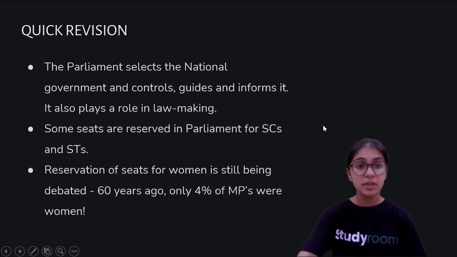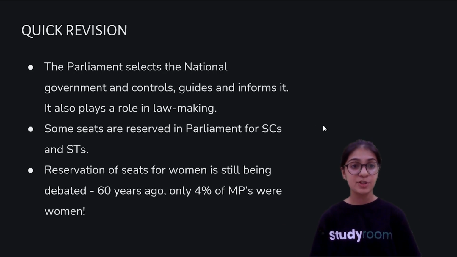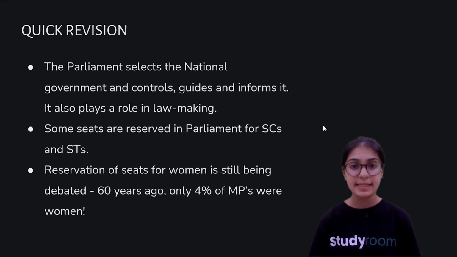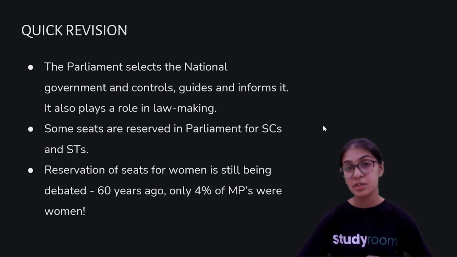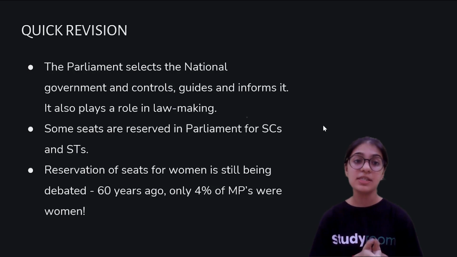Moving forward, the Parliament selects the national government and controls, guides and informs it. It also plays a role in lawmaking. As we got to know, Parliament has two houses, Rajya Sabha and Lok Sabha, and a bill has to be passed by both houses in order to become a law. So this is how Parliament plays a role in lawmaking, and it selects the national government and controls it.